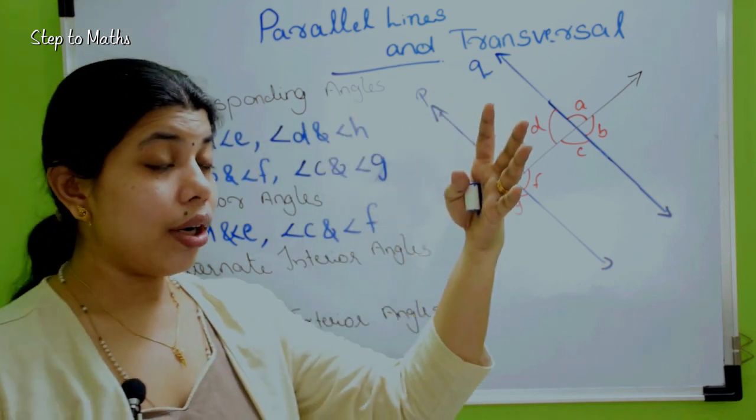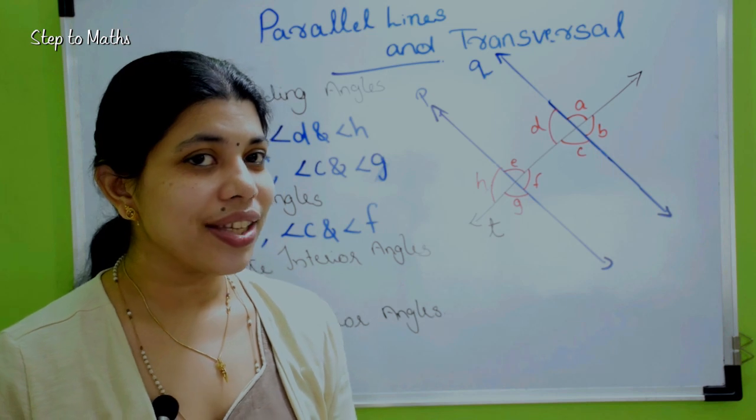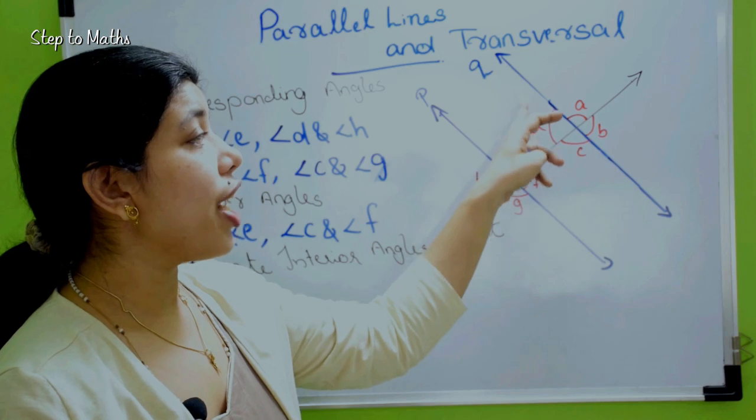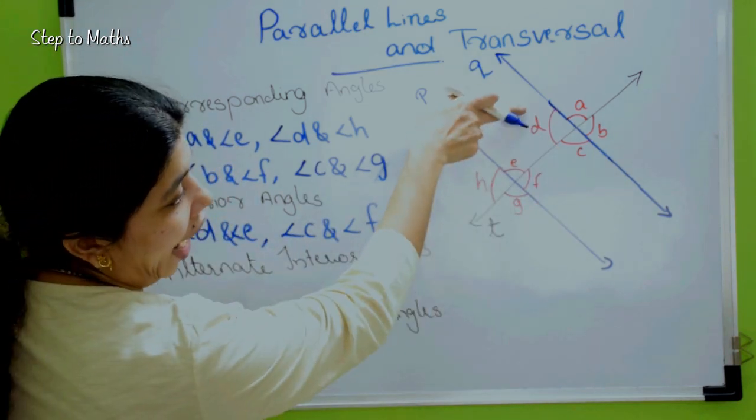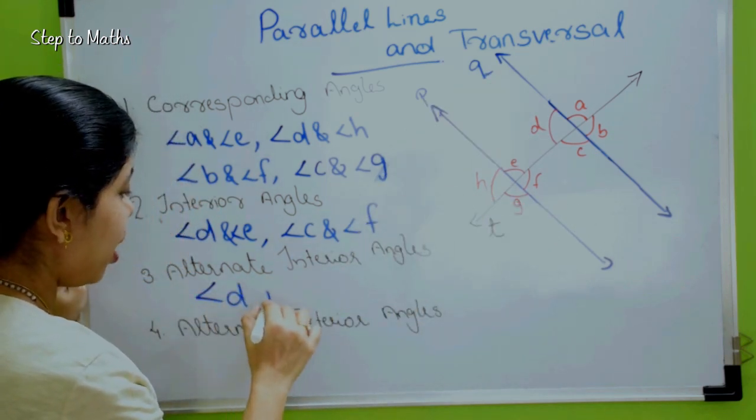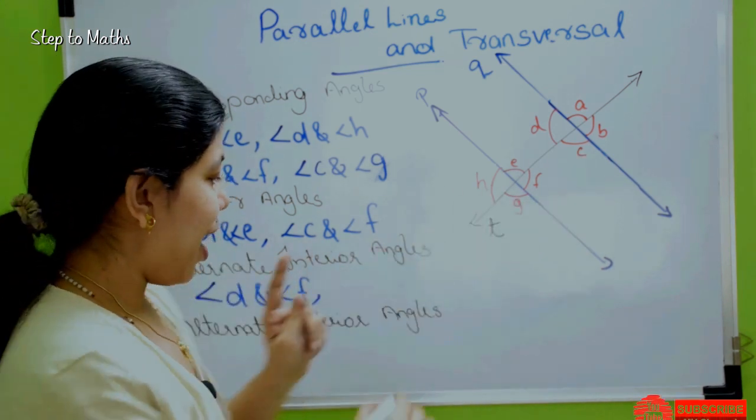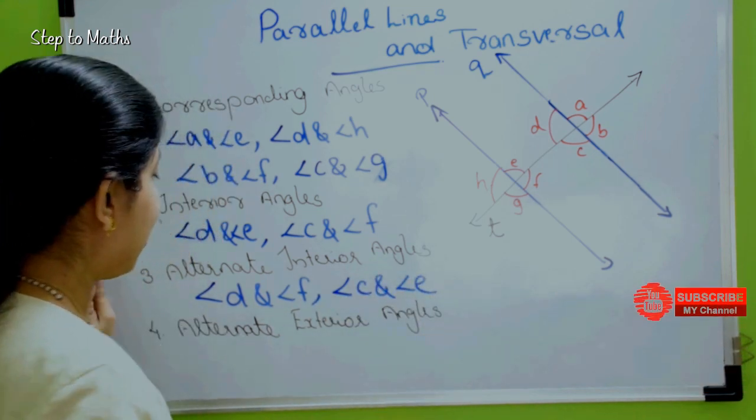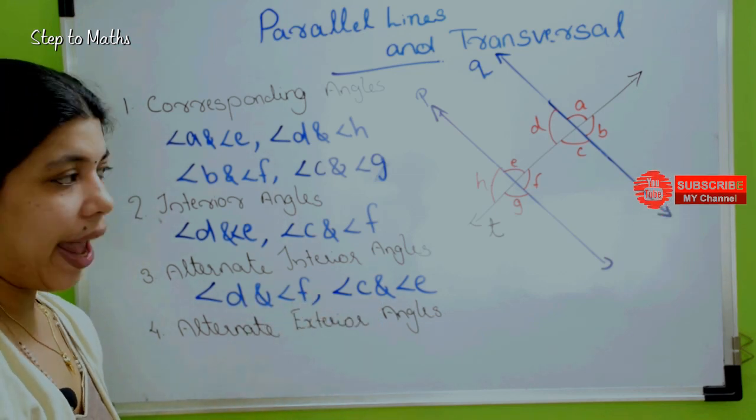Now we discuss alternate interior angles. Alternate interior angles means angles are inside the lines but on opposite sides of the transversal. So which pairs are alternate interior angles? Angle D and angle F is one pair. Similarly, angle C and angle E are the second pair. Two pairs of alternate interior angles.